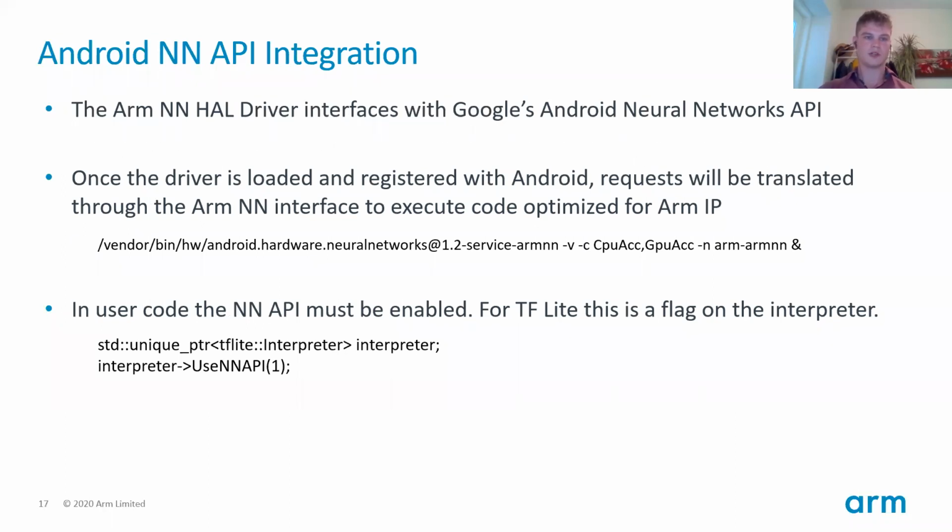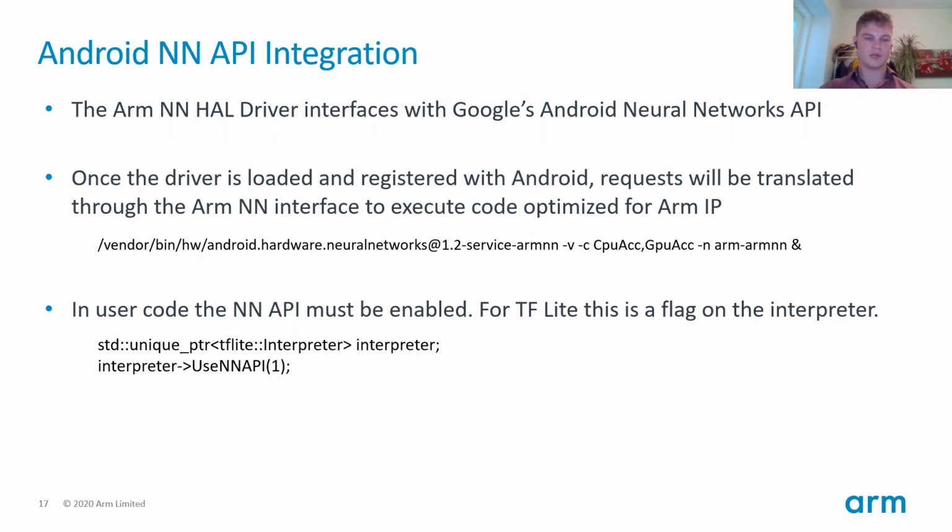And then the third main way for integrating with ARM-NN is through the Android NN API. And our HAL driver interfaces with this API. And in the middle of the screen, we have a command that will be run on an Android device. And this command is registering the driver with the 1.2 HAL driver with Android, using your CPU and GPU as your preferred backends. And once this is executed, any Android neural network API calls will be delegated to ARM-NN. And if ARM-NN doesn't support an operator that is in your network through the API, it'll fall back to the reference Android implementation of those operators.